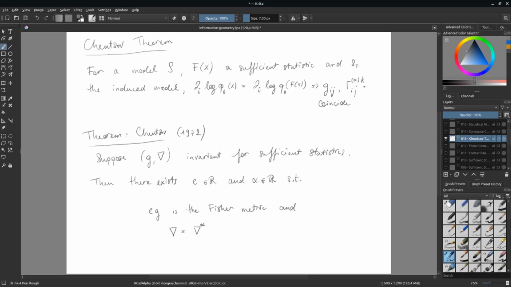And so there's this theorem by Chentsov from 72 that says suppose that G and nabla, so the metric and connection, are invariant for sufficient statistics, then there must be some scalar C in R and some alpha in R, actually C must probably be positive, such that CG is basically a multiple of the Fisher metric, and the connection is one of these alpha connections. So essentially that tells us that the Fisher metric is unique in some sense up to a scalar factor.